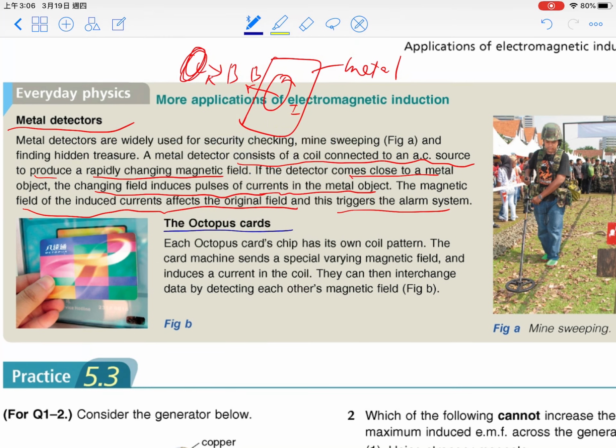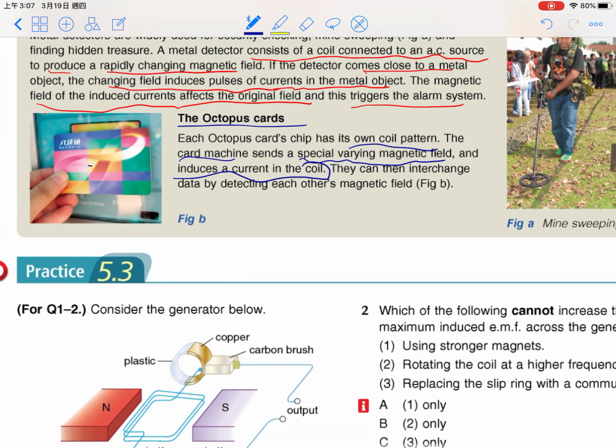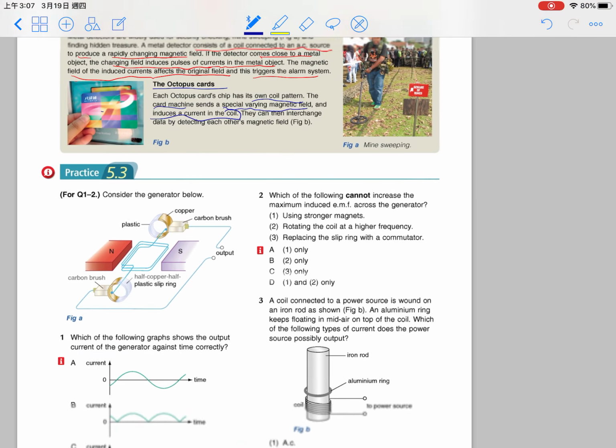And the second example, the Octopus card. The Octopus card has its own coil pattern. If the card machine sends a varying magnetic field, it can induce a current in the coil in the Octopus card. So you can see there is no battery for the Octopus card, and we can have a signal passing through the Octopus card machine.